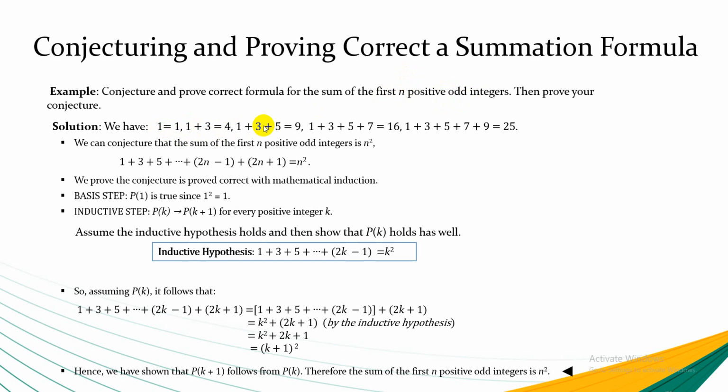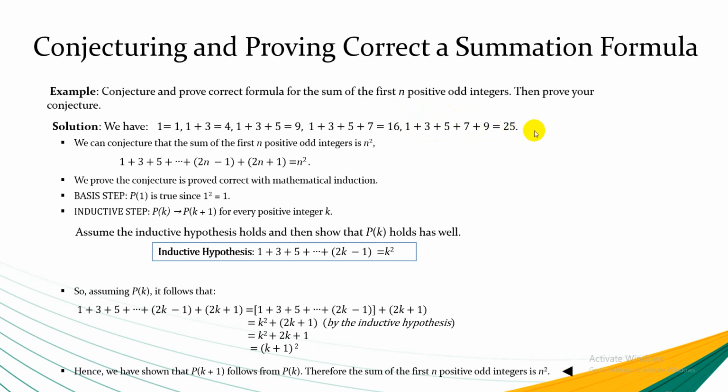Because we are talking here about the sum of the first n positive odd integers, for n equal to 2, we get the first odd integer, which is 1, and the second odd integer, which is 3. For n equal to 4, for example, the first 4 odd integers are 1 plus 3 plus 5 plus 7. When n is equal to 5, we will have the first 5 odd integers, 1 plus 3 plus 5 plus 7 plus 9, which is equal to 25. For n equal to 6, we will get 1 plus 3 plus 5 plus 7 plus 9 plus 11, which will give us 36.